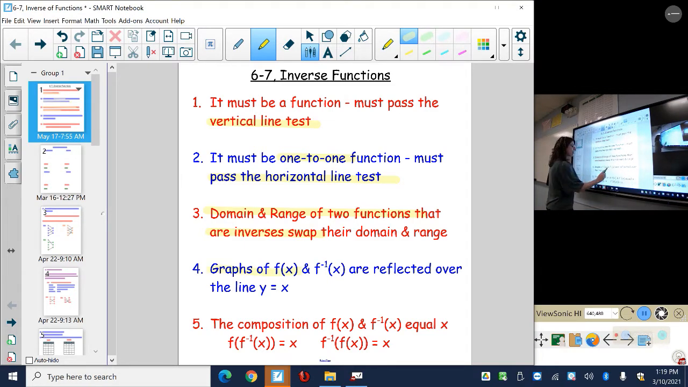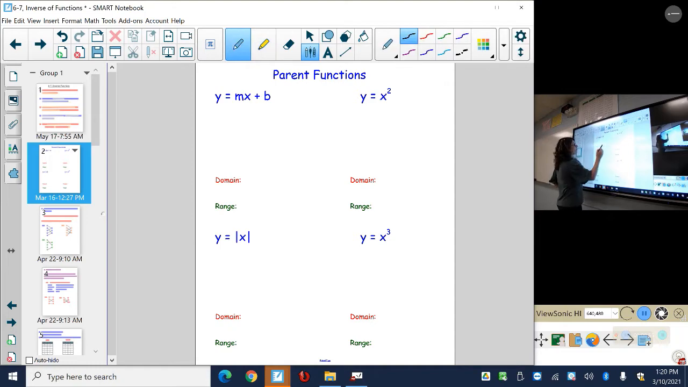Okay? The graphs of f of x and f inverse are reflections over the line y equals x. And then the composition of them has to equal x every time, forwards and backwards, f of f inverse and f inverse of f. Same exact thing. So with that being said, what does the parent function look like?